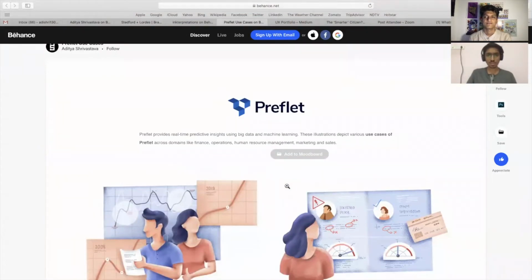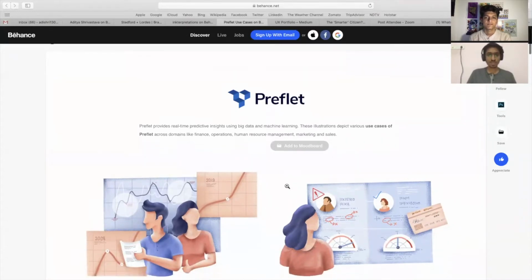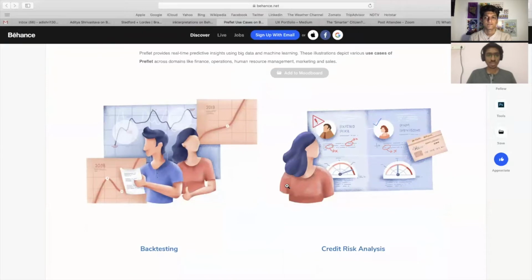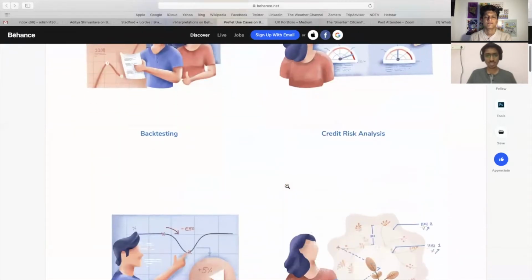This was a more recent one, something like Preflet. It's a company in Lisbon. They've been a long-term collaborator. They came up with the idea and I was the first designer there. So right from branding to making the design language, to logos, to the illustration for use cases, to the pitch deck and everything. These are some use case studies.